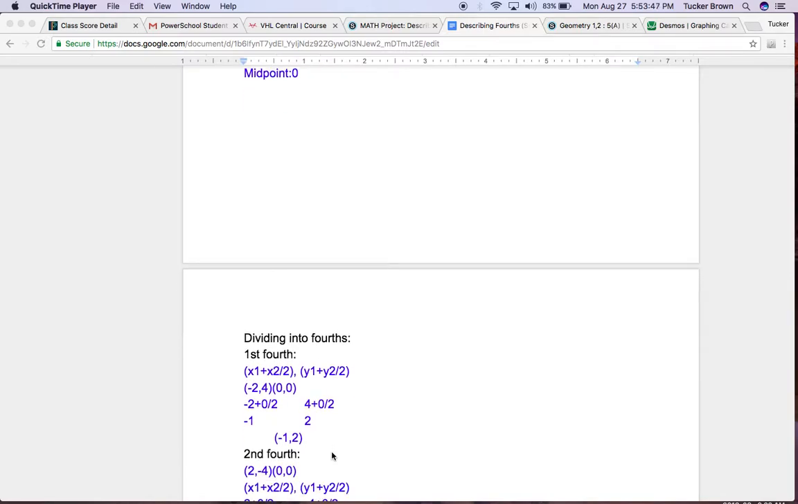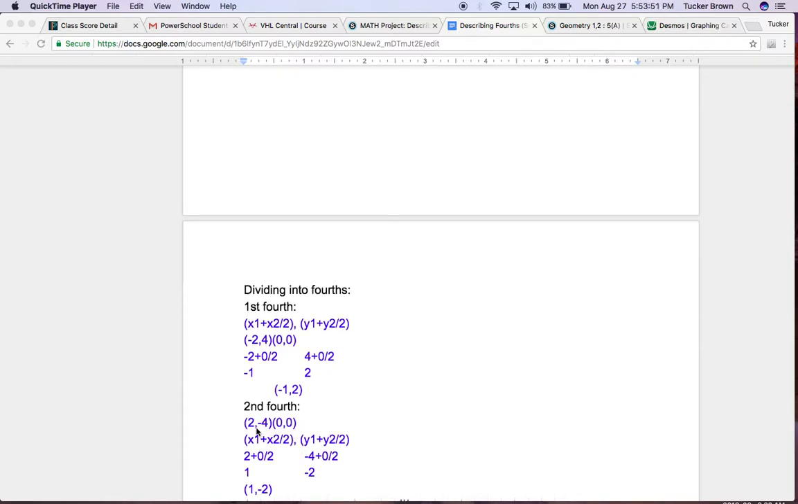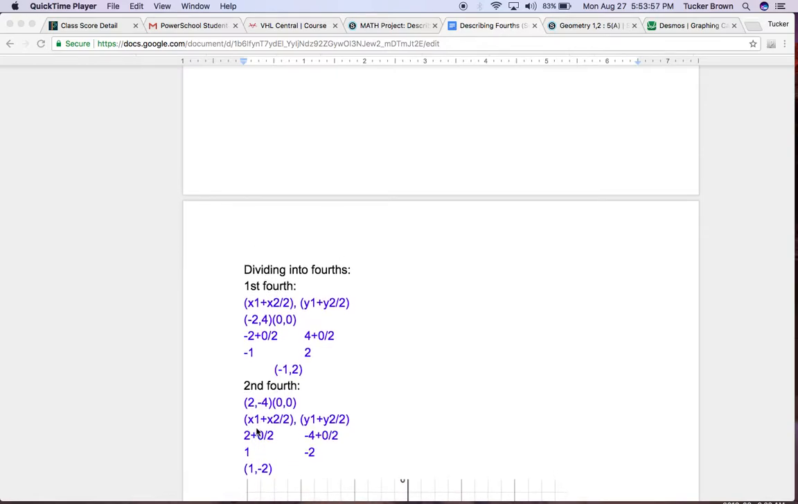And for my second fourth, my other endpoint, which was 2 and -4, and the midpoint 0 and 0, I put those into the midpoint formula, and I got 2 plus 0 divided by 2, which I got 1, and then I got -4 plus 0 divided by 2, which is -2, and then I knew those other two points were 1 and -2.